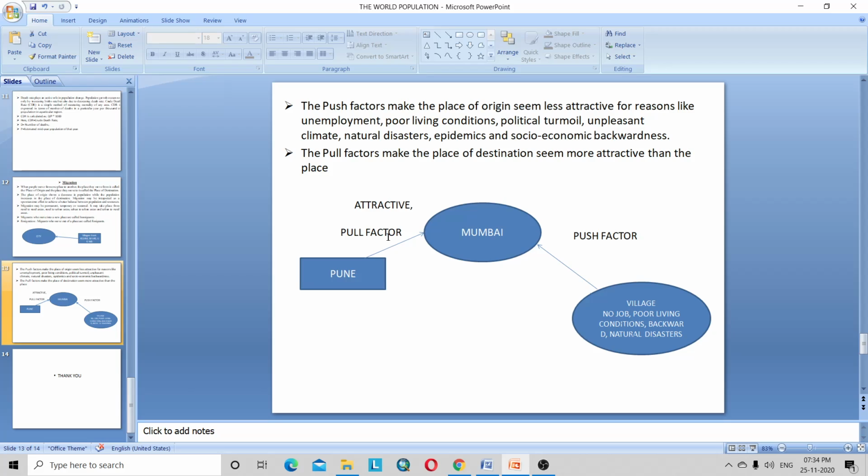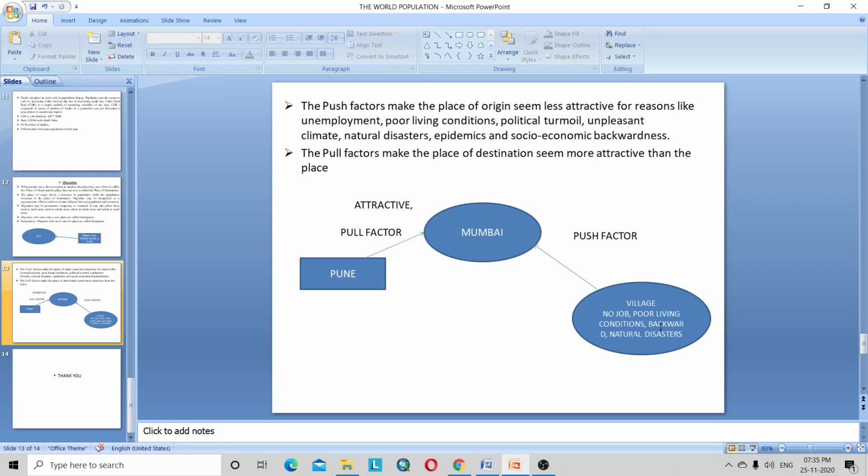There are two factors which lead to migration. The first one is the push factor, and the second is the pull factor. Push factors are where people move to a destination because in the place of origin there is no job, there are poor living conditions, backwardness, and lots of problems like natural calamities. So they have no option but to leave their place of origin and move to another city looking for better opportunities. That is called the push factor.